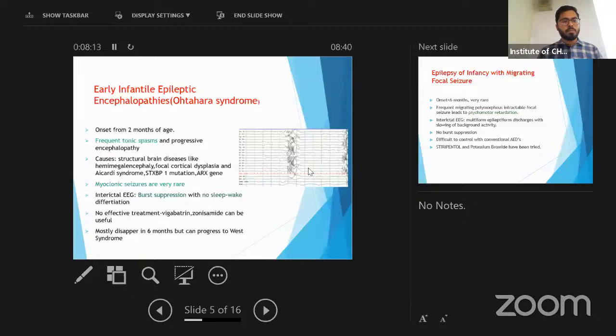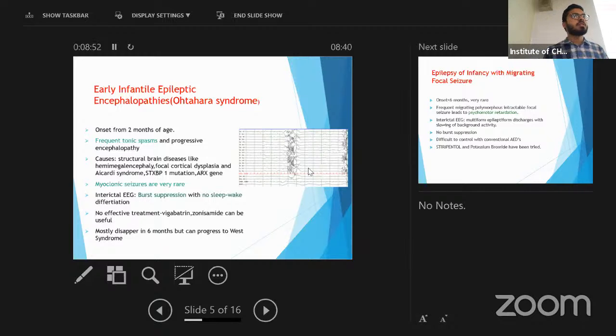Then early infantile epileptic encephalopathy or Ohtahara syndrome. These have onset from 2 months of age. There are frequent tonic spasms and progressive encephalopathy. In case of early myoclonic encephalopathy, there are only myoclonic seizures, but here tonic spasms are seen. The causes are structural brain disease, and there are some genetic causes also. Structural brain diseases like hemimegalencephaly, focal cortical dysplasia, and Aicardi syndrome. Genetic causes are syntaxin binding protein 1 mutation and ARX gene mutation.